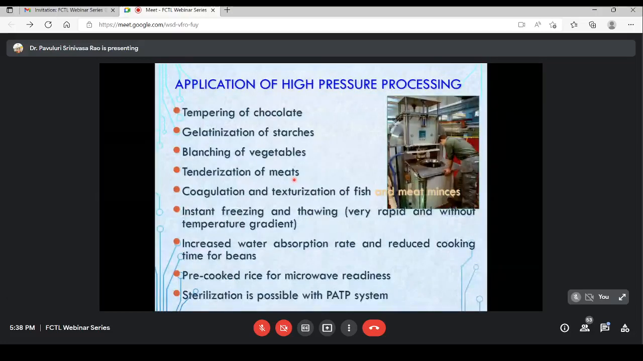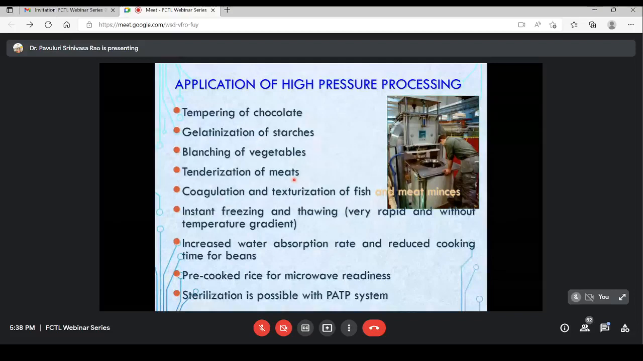Now, looking at the applications of high pressure processing, there are several, and this is not an exhaustive list. Tempering of chocolate, gelatinization of starches we have already discussed. Blanching of vegetables, where the major advantage is that there is no leaching loss, and of course we don't need to change any of the fluids after the blanching is done.